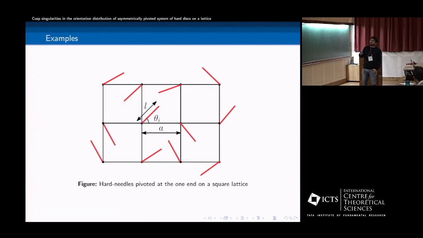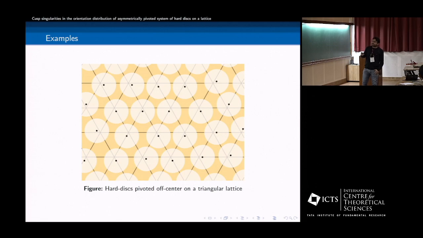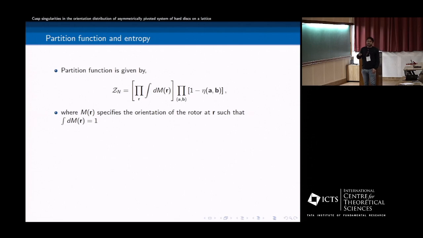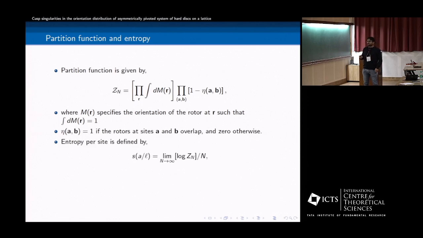We have studied two examples: hard needles pivoted at one end on the square lattice, and hard disks pivoted off center on a triangular lattice. The partition function can be written like this, where m specifies the orientation, and we have normalized it in this way. Eta is something called the overlap function. It is 1 when the rotors at sites A and B overlap, and 0 if they don't overlap. You can similarly define the entropy here, because there is no energy, like this.